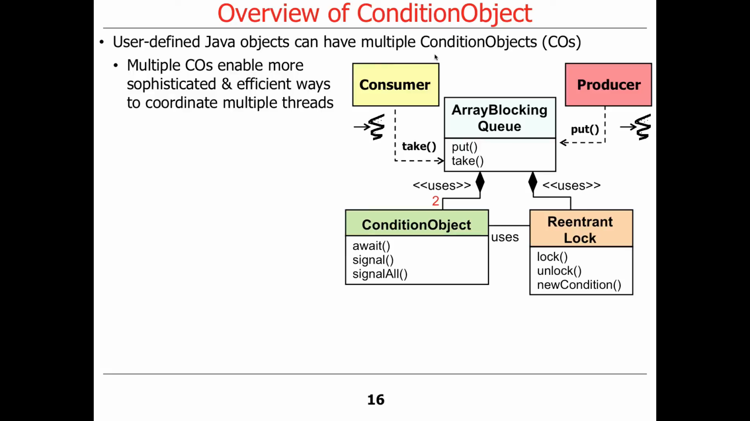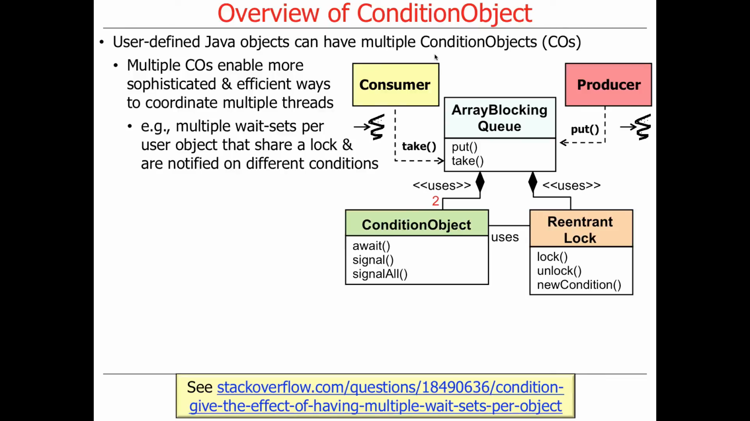Multiple condition objects enable more sophisticated and efficient ways to coordinate the interactions of multiple threads. And I strongly recommend you read this link. I was having fun reading it last night as I was preparing for class today. It does a really nice job of differentiating between condition objects and the benefits they provide, which I'll outline in a second, and built-in Java monitor objects, which are stunted and limited. And it shows a really nice example of how that happens.